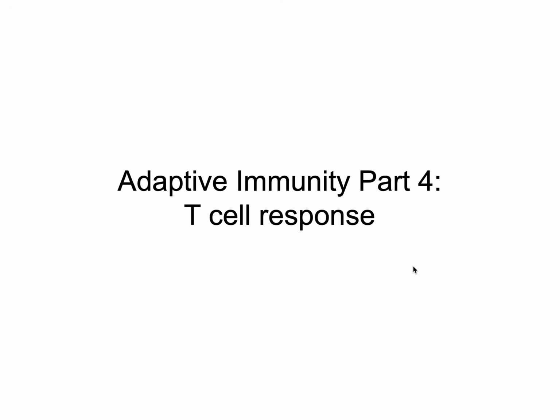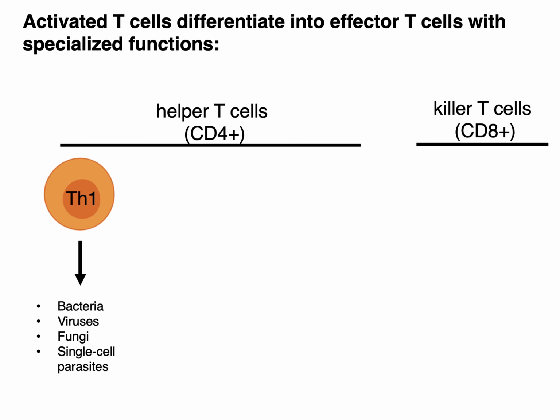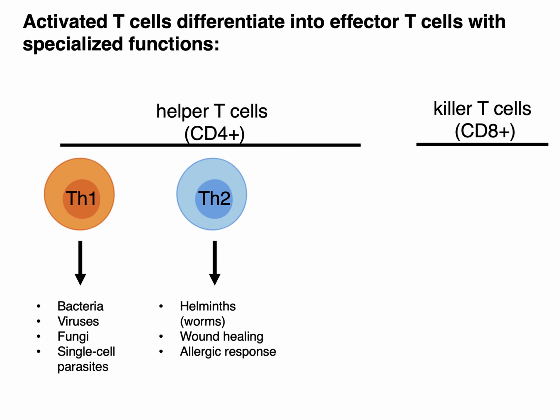In this part of our series on adaptive immunity, we're going to discuss the effector functions of the T cell response. So we left off previously discussing that T cells get activated within lymph nodes. Those T cells can develop a number of specialized effector functions depending on the inflammatory environment in which they get activated. This includes the development of helper T cell subsets, including Th1 cells, which primarily can respond to bacteria, viruses, fungi, and even single cell parasites.